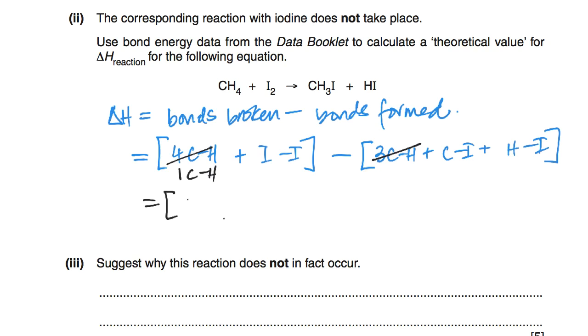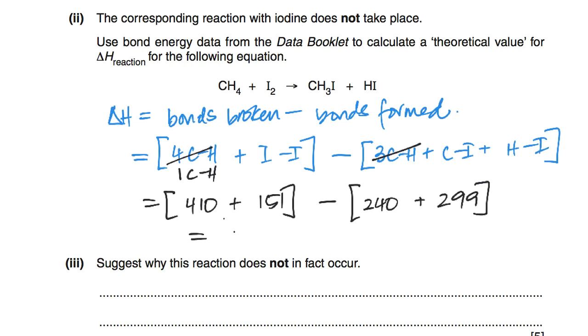So CH value was 410. II is, minus, CI is, and HI is, and this will also give you plus 22 kilojoules per mole. Okay? That's the first thing I want to talk about in this question. How to simplify life in these questions.